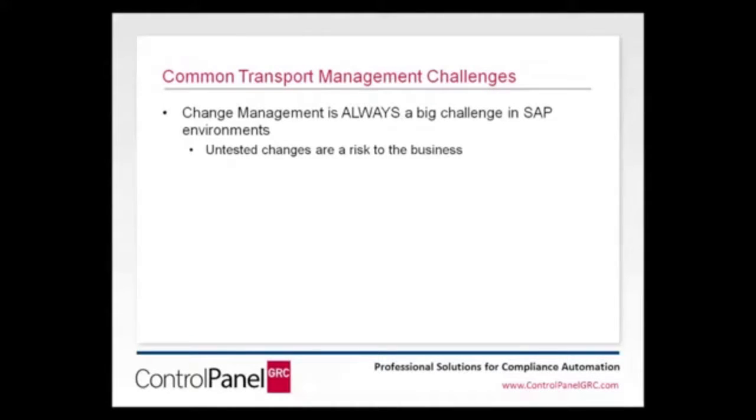These represent a risk to your business. You want to make sure that your transports are moving forward and getting into your production system. If something is untested, you never know if that's going to be gathered up in another transport and sent out of sequence to the production system. That leads to the next point, that sequencing of transports often causes issues during migration processes.